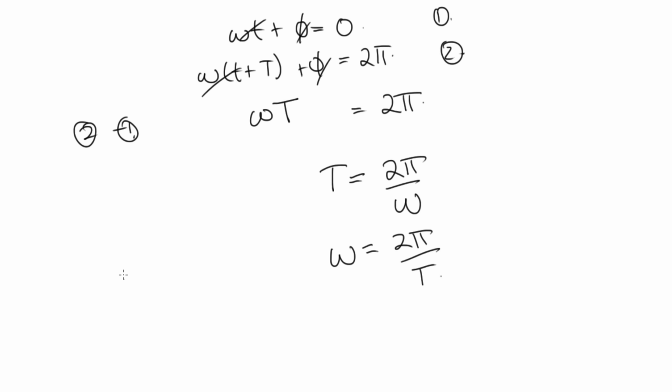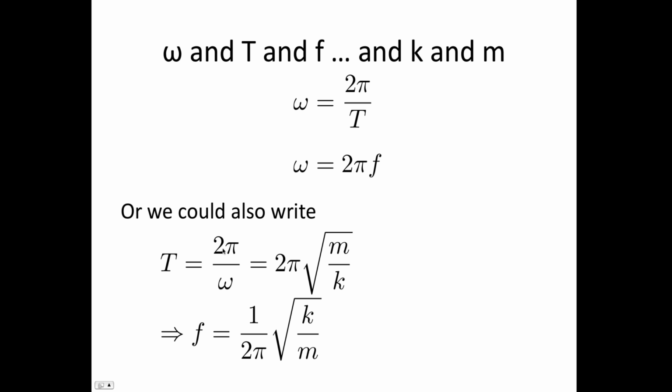Now, as you know, the period is the inverse of the frequency. So we could also write omega is equal to 2πf. Now we've said omega is equal to root k on m. So if omega is on the bottom, we've got T is equal to 2π root m on k, and f is equal to 1 over 2π root k on m. This actually appears on your formula sheet.